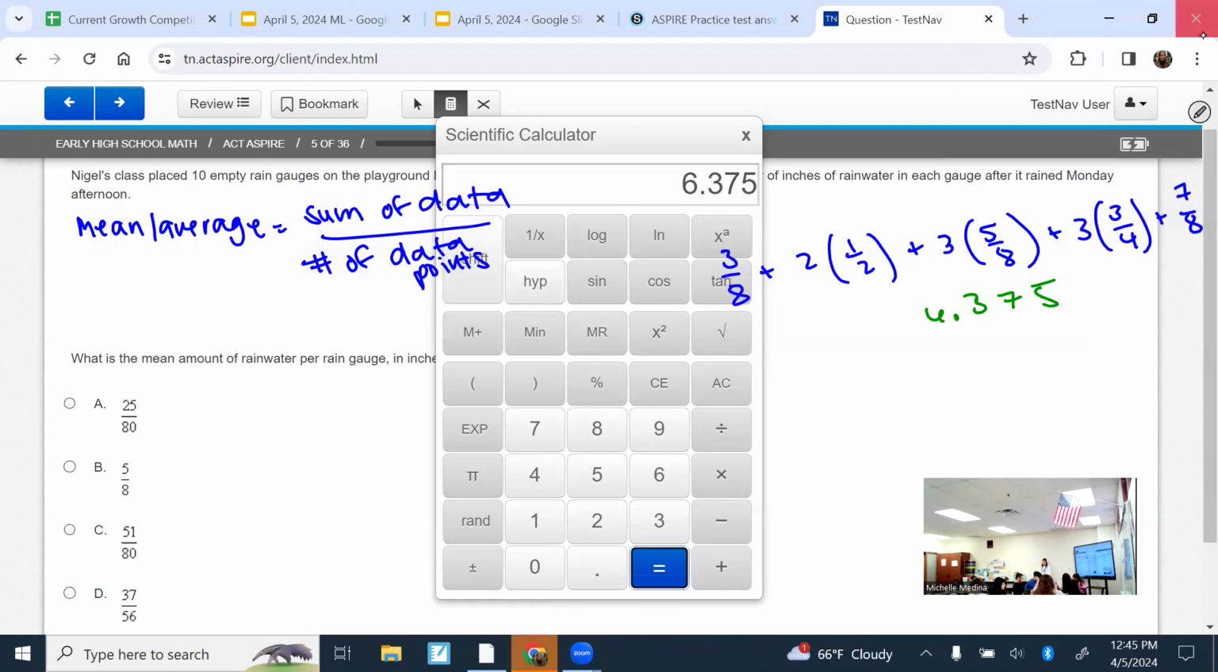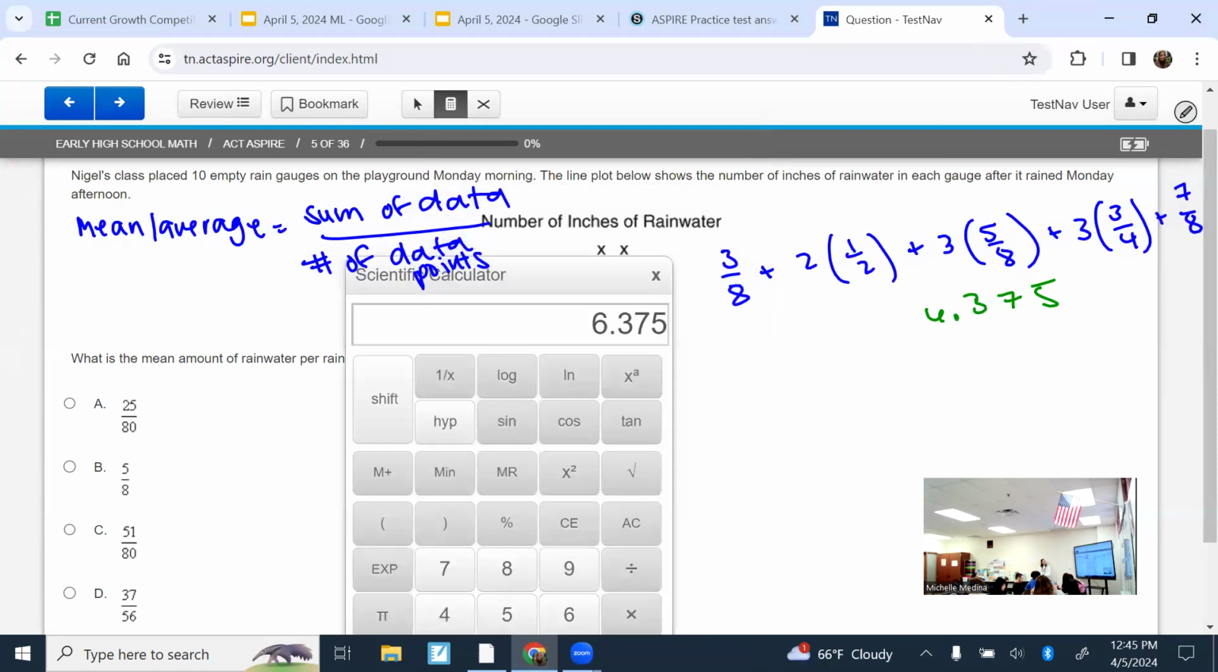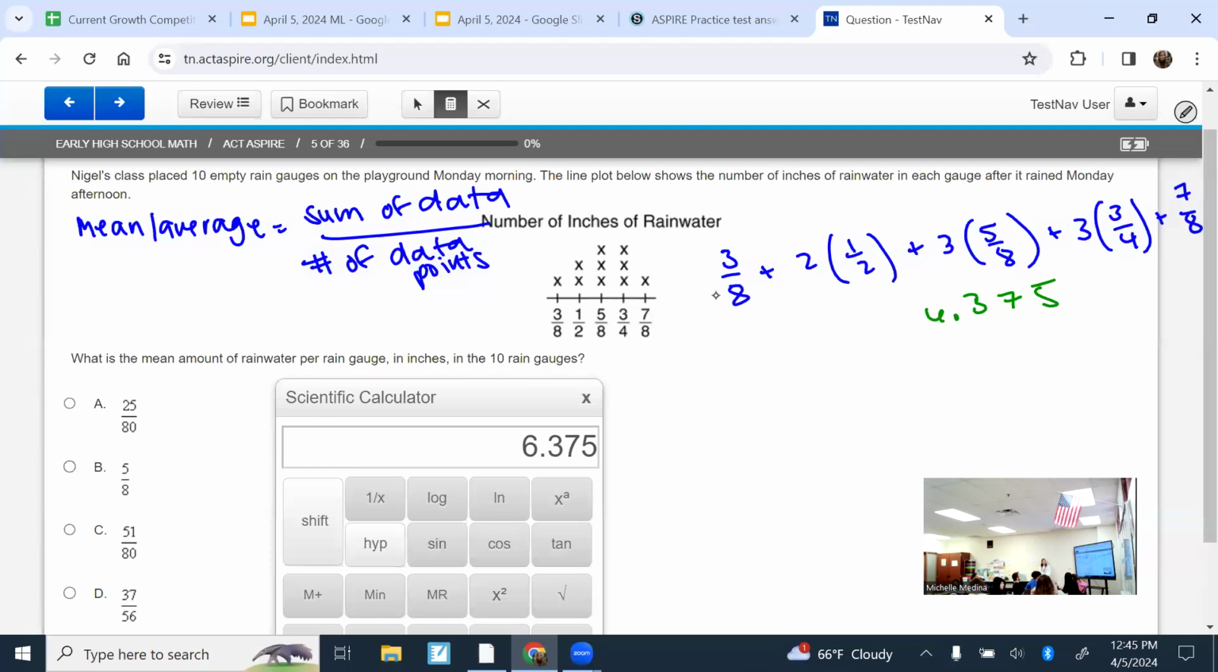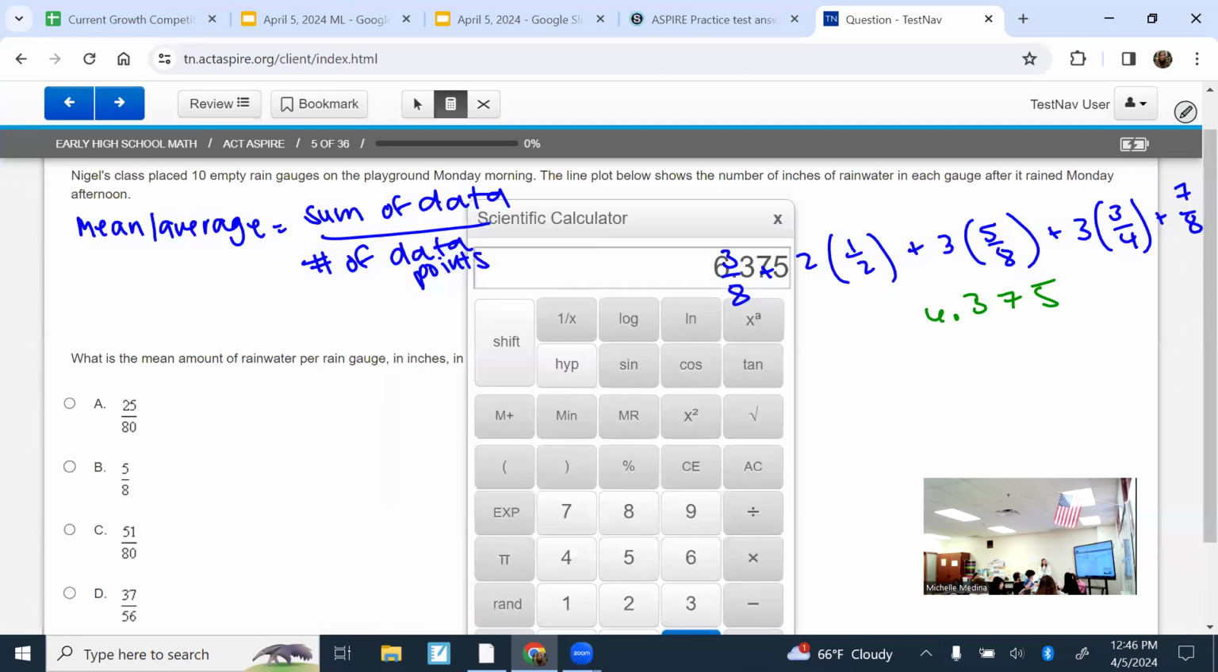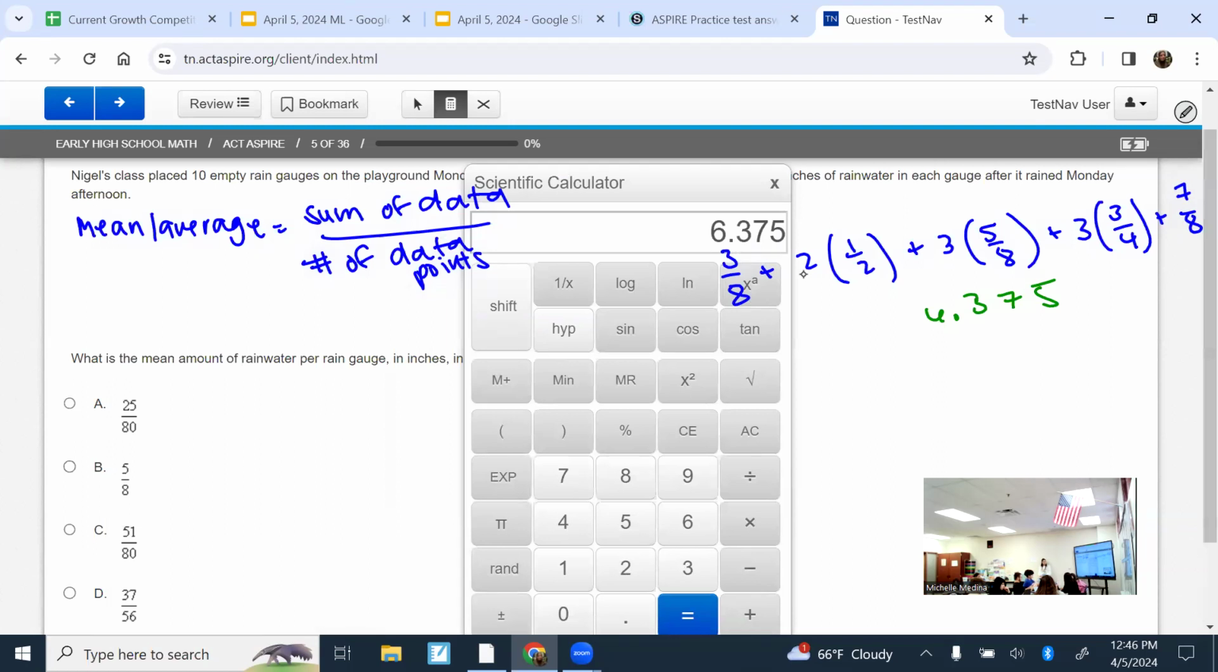How many data points did I have? Not 5, but try. 10. I had 10 different rain gauges. There's 5 different numbers, but some of them duplicated. You had 10 data points. So now I need to take this decimal and divide it by 10. Press equals. This decimal is my answer, but notice my answers are in fractions.